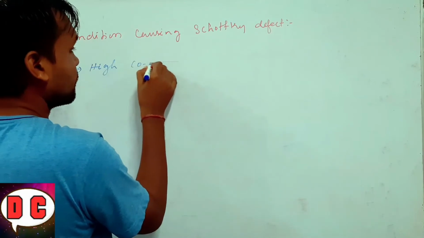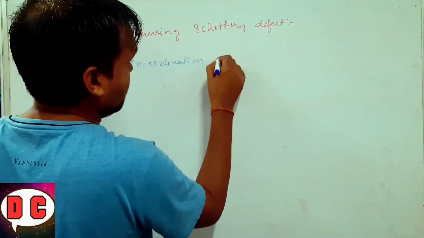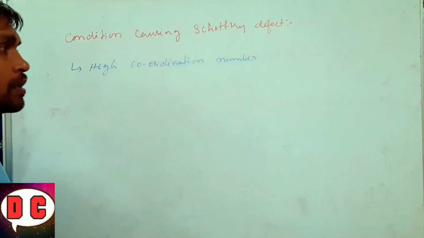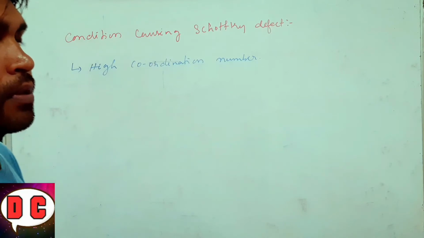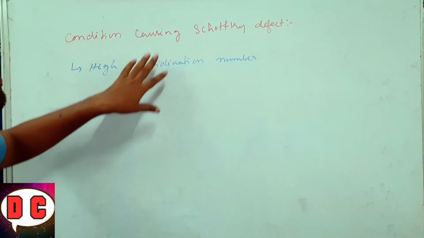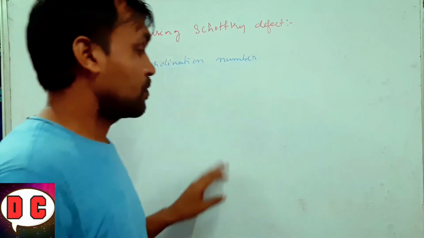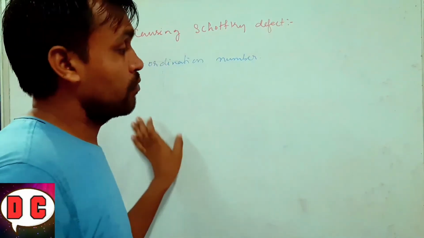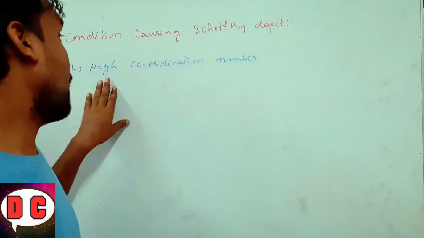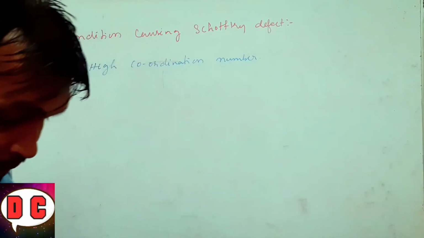High coordination number means one single atom is surrounded by many other atoms or ions. So that is one reason for the cause of Schottky defect. Got it or not? One single atom or ion will be surrounded by many atoms and ions. That is called high coordination number, because of which this defect will take place.